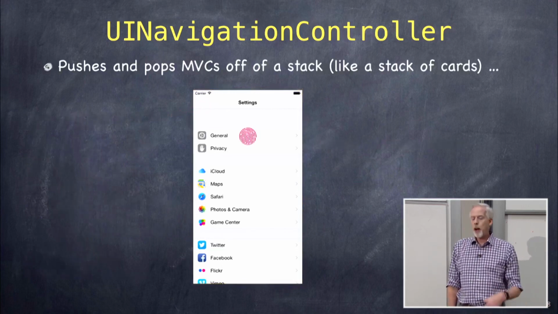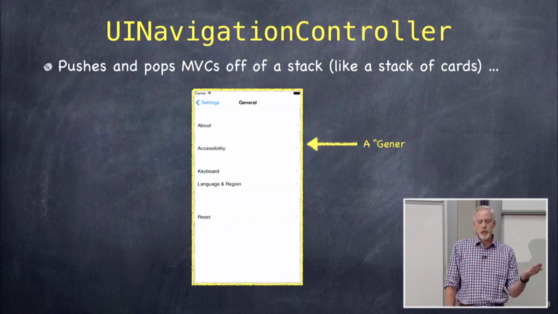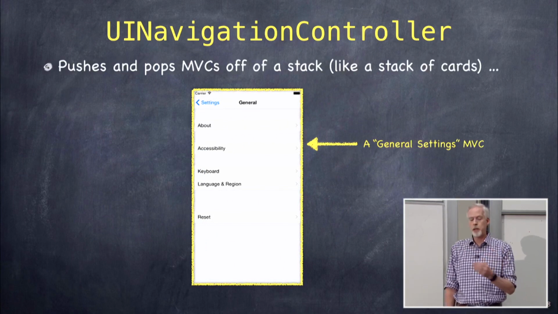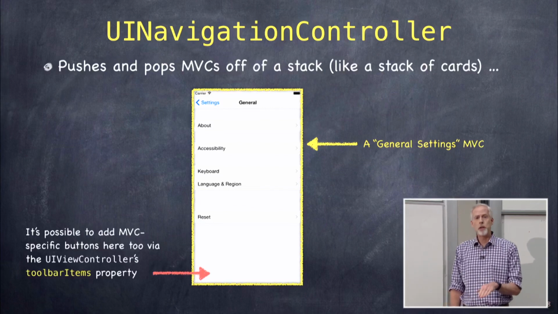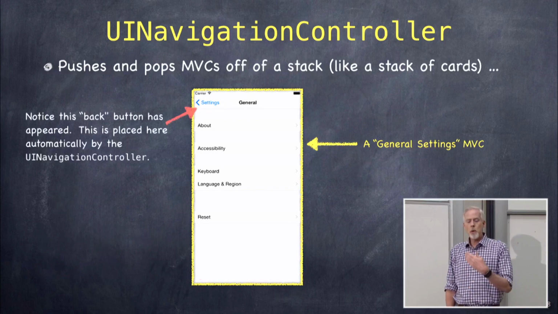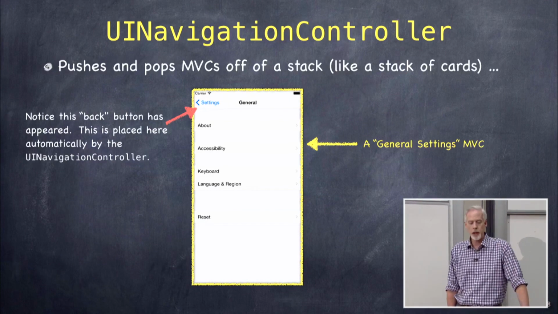So if I then click on something, this is a table view here. We'll talk about table views next week or the week after. If I click on something here, then a new MVC slides in, animates in on top. Now there's two cards on this stack: the all settings one, which is now behind, we can't see it, and this new one that's on top. Oh, by the way, you can also have toolbar items at the bottom using the toolbarItems of a view controller. Those toolbar items would come and go as new ones come on the stack. But also notice that when we have two things on there, a little back button appears in the upper left automatically. It even has the name of the one that's lower down on the stack of cards.